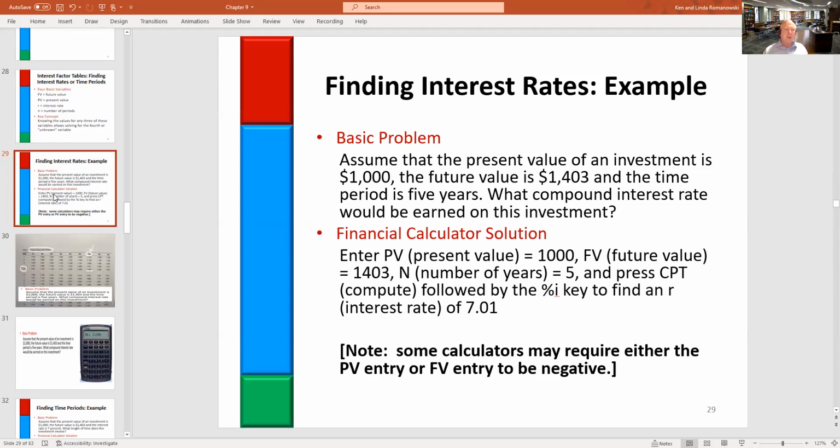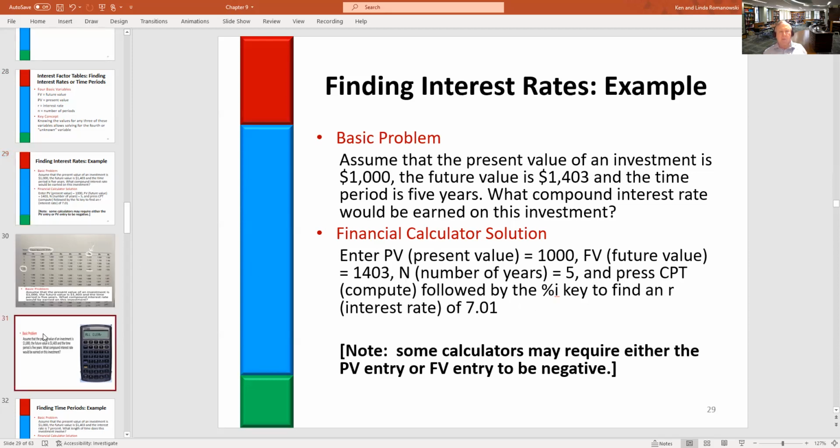Well, if we look at the financial calculator, we would enter $1,000 for present value. We'd enter 1,403 for future value. The N key is number of years, which is 5. And then we press the I/YR key, the interest rate per year key, which is the same as the CPT on some other calculators. That would give you an interest rate of 7%.